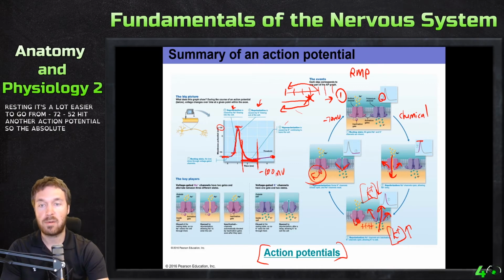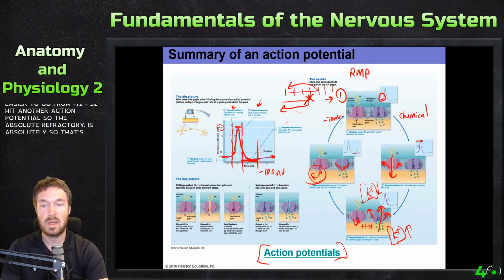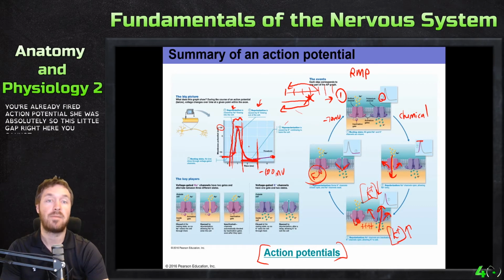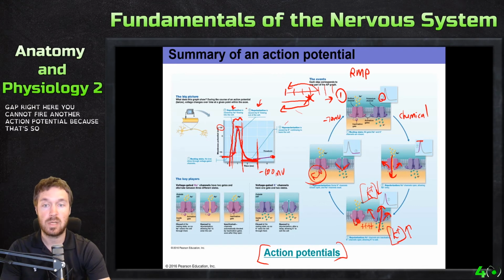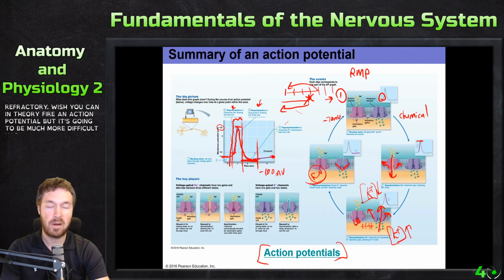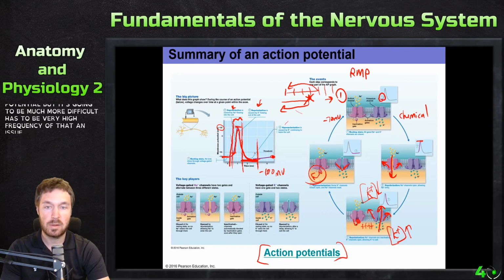So the absolute refractory period is right here, at the top. You're already firing an action potential here. So this little gap right here, you cannot fire another action potential because that sodium channel is closed. And then down here is the relative refractory period, in which you can, in theory, fire an action potential, but it's going to be much more difficult. It has to be a very high frequency of that initial stimulus.